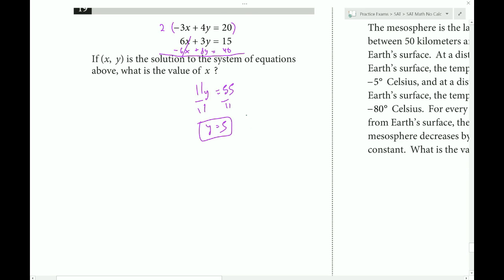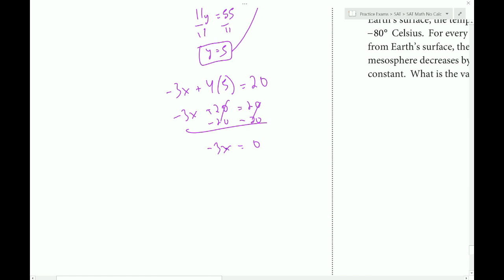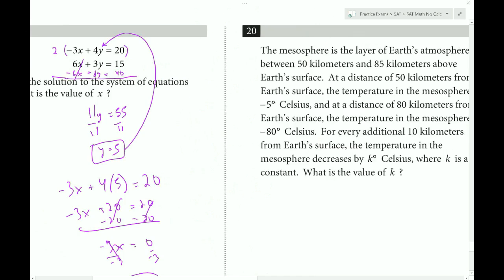Since I'm looking for x, I have to plug back in. So plug back into the first equation: minus 3x plus 4 times 5 equals 20. So I get minus 3x plus 20 equals 20. Subtract 20 from both sides, and I end up with 0 on the right side. And then I divide by negative 3, and I still have 0. So x equals 0 is my result.